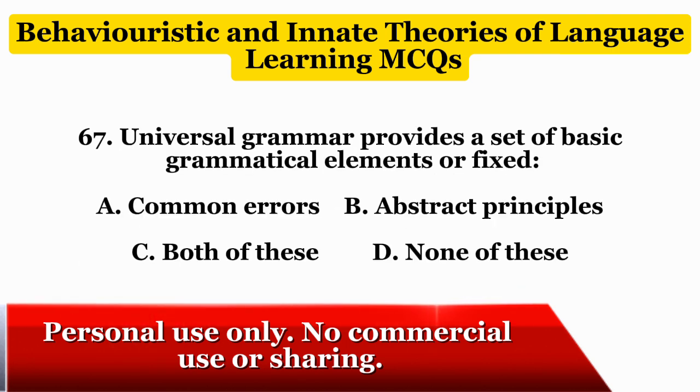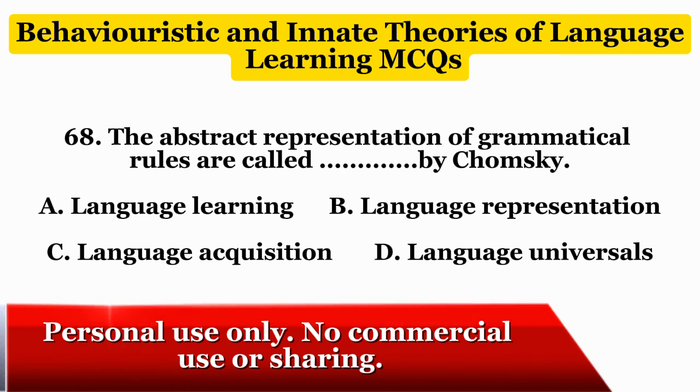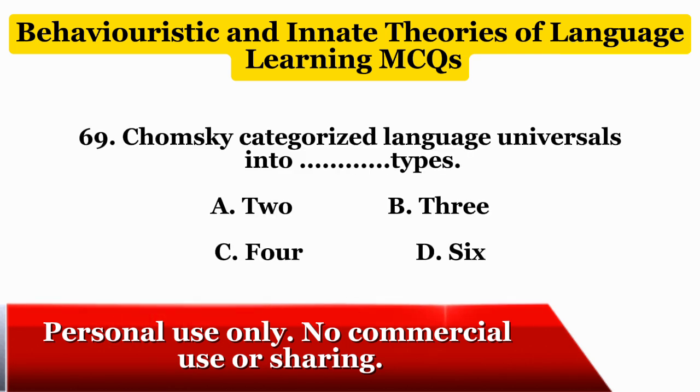Universal grammar provides a set of basic grammatical elements or: fixed common errors, abstract principles, both of these, none of these. Right option is B. Universal grammar provides a set of basic grammatical elements or fixed abstract principles. The abstract representation of grammatical rules are called: language learning, language representation, language acquisition, language universals. Right option is D. The abstract representation of grammatical rules are called language universals by Chomsky. Chomsky categorized language universals into: 2 types, 3 types, 4 types, 6 types. Right option is A. Chomsky categorized language universals into 2 types. The 2 types of language universals are substantive universal and formal universal.